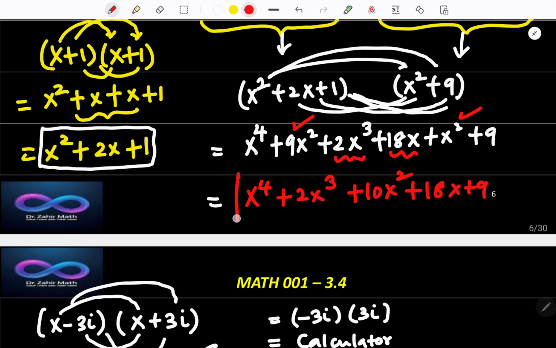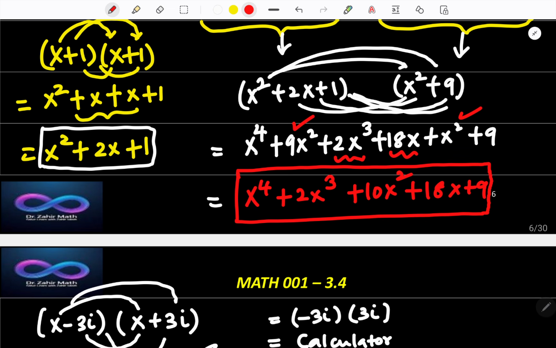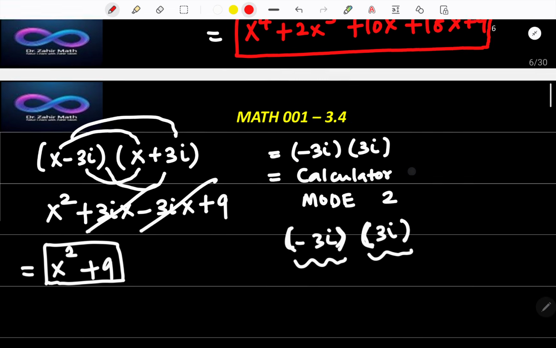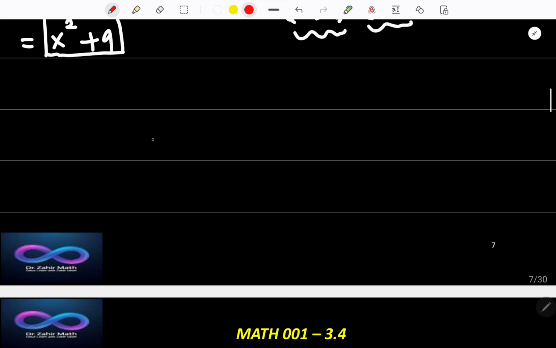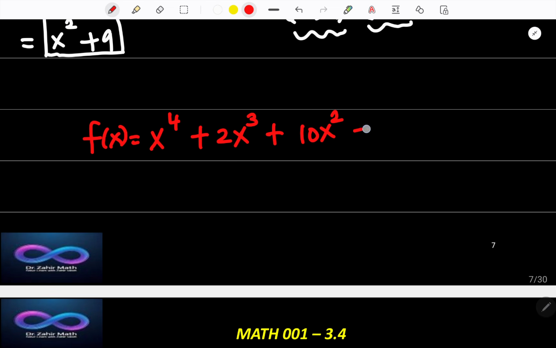Okay, this is your final answer. This is called what? Fourth degree polynomial. You want me to write the answer here? f of x equals x power 4 minus 2x cube plus 10x square plus 18x plus 9. So this is a fourth degree polynomial.